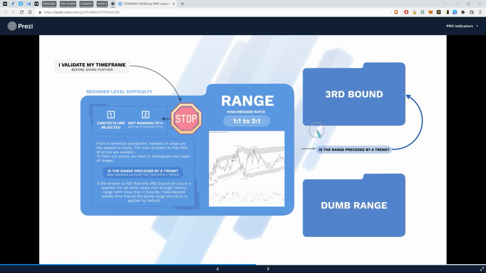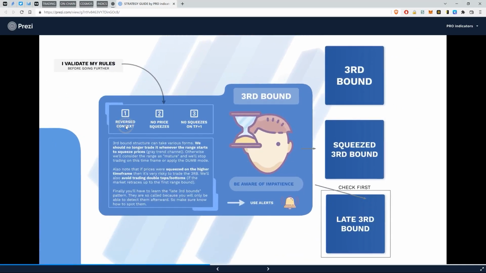So what's next to come in this one is not going to be a dumb range. It's going to be a third range bound. So what we want now is to see the context reversed, no price squeezes, and no squeezes on the higher time frame, as well as a risk limitation. Okay? We really want to be patient, but if this one shows up, the only thing that's going to happen is either the third range boundary is going to be found and traded, or it's going to be squeezed, meaning that we're going to probably take a stop loss if we trade it, and the other one is eventually it's going to be late.